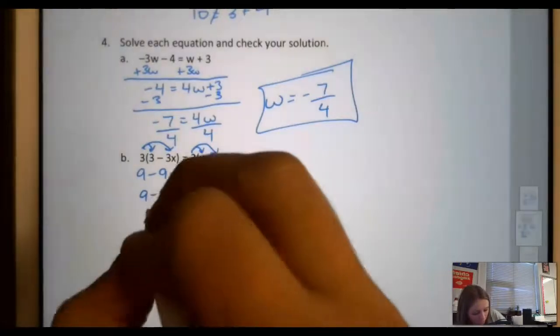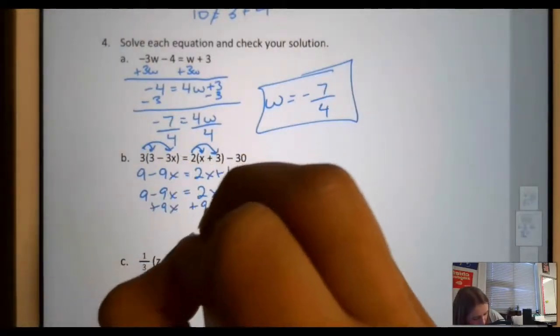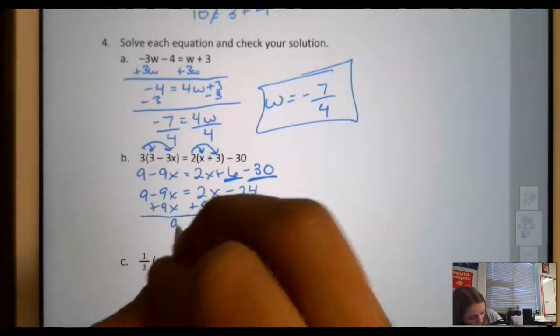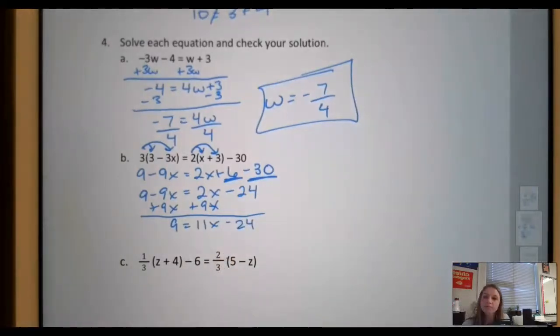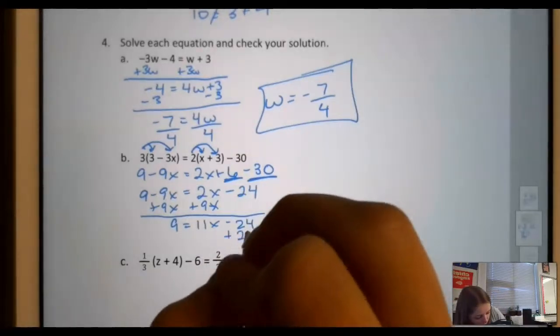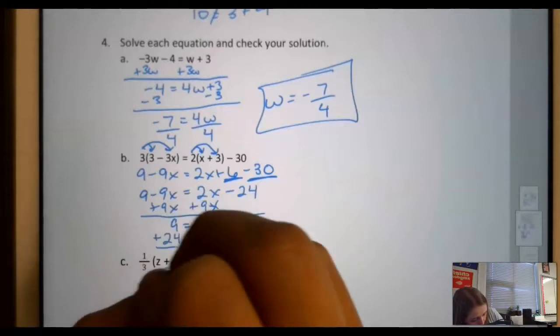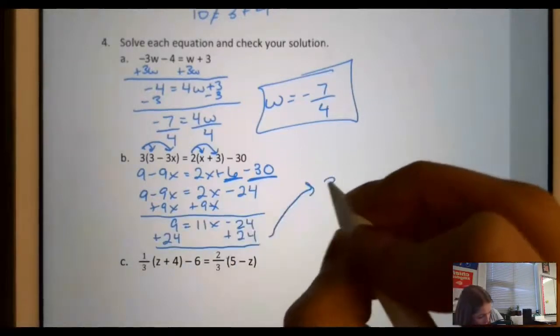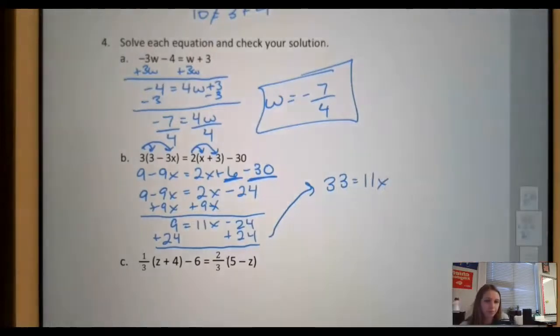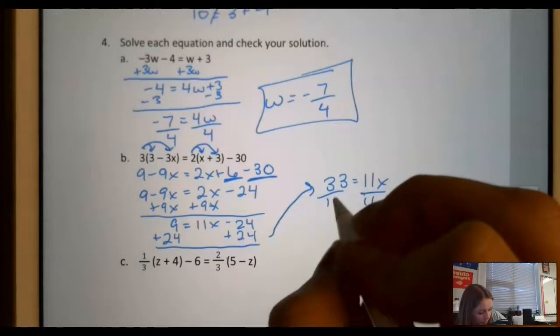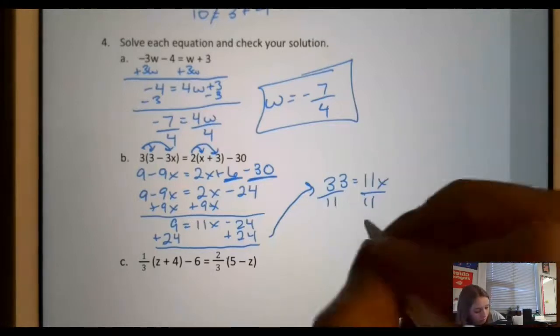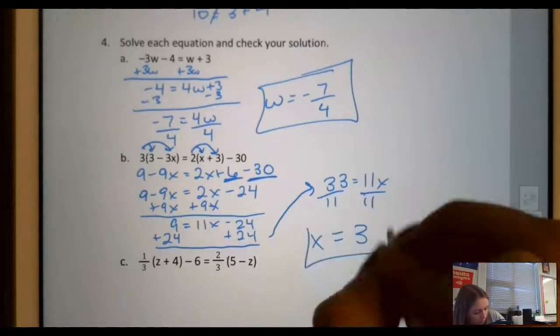Alright, now I'm going to add 9x to both sides, so then I have a positive variable. So I have 9 equals 11x minus 24. Alright, now I'm going to add 24 to both sides, since that's my like term, and I'm going to write my answer over here. I get 33 equals 11x. Alright, now you need to divide by the number that's connected to your variable. So divide both sides by 11. That would be 1x, so we're left with x equals 3.